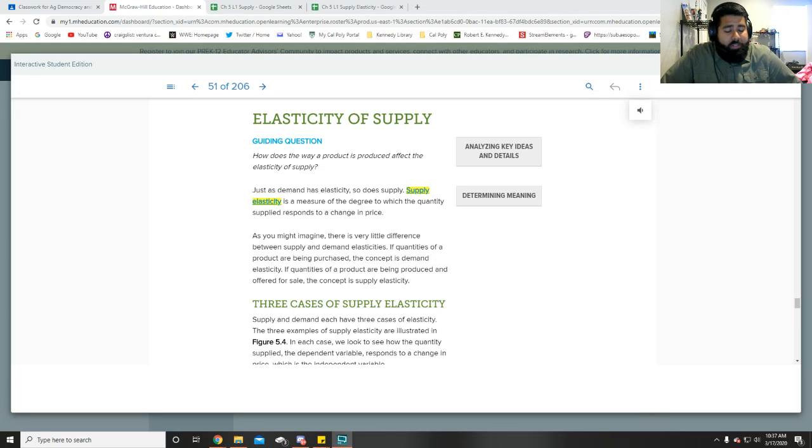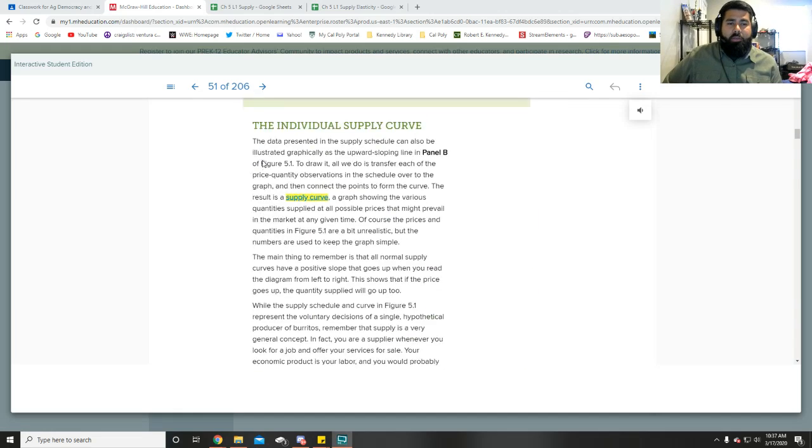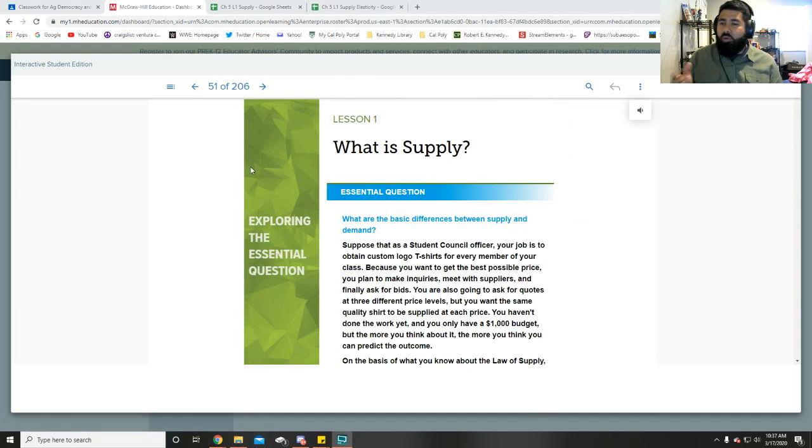Alright, students, this one's going to be a doozy, even though it's just one small lesson on elasticity. You can go to your McGraw-Hill on page 51. At the very top, it should be the one that we just left off on, and that is what is supply.